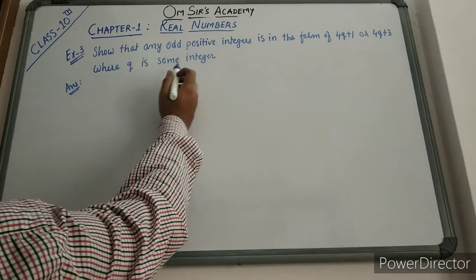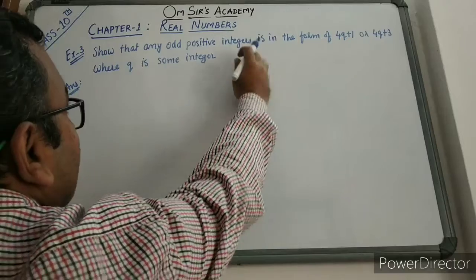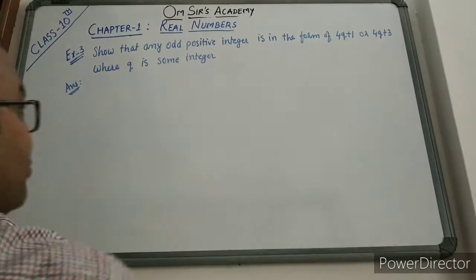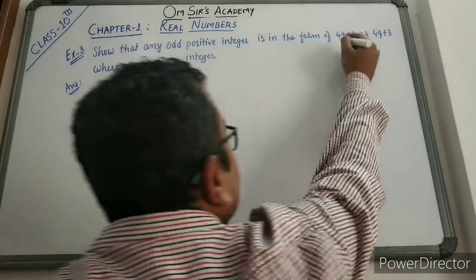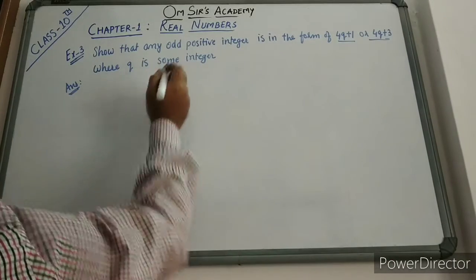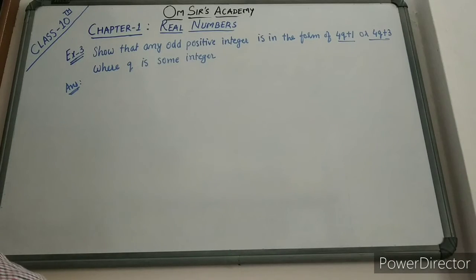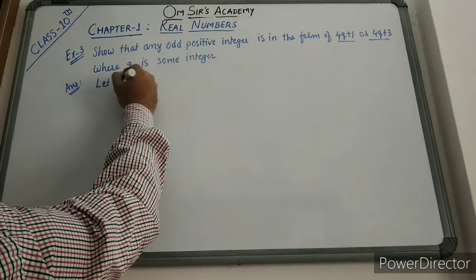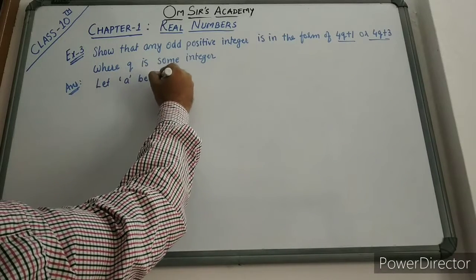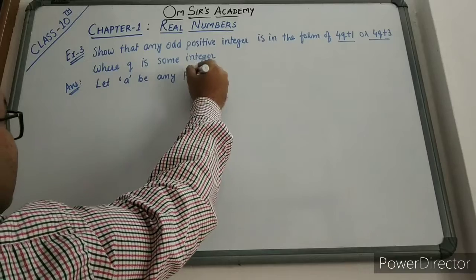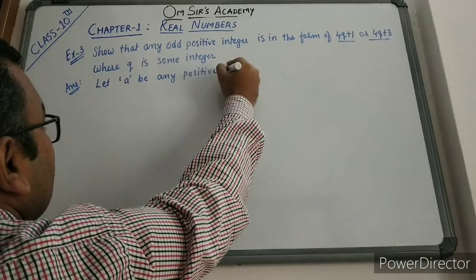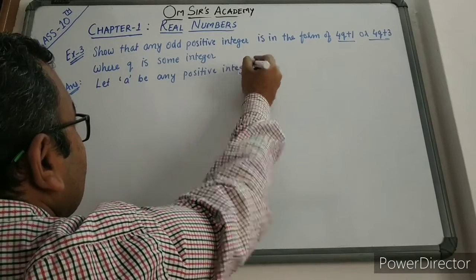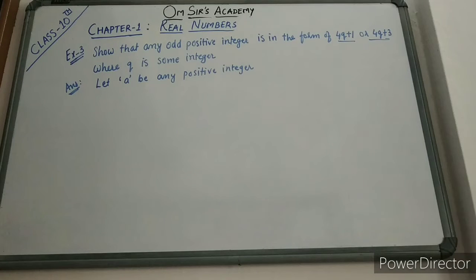Show that any odd positive integer is in the form of 4q plus 1 or 4q plus 3, where q is some integer. Is it clear? So here also, friends, we will do the same steps that we did in the previous sum. Let us suppose first that a is any positive integer.